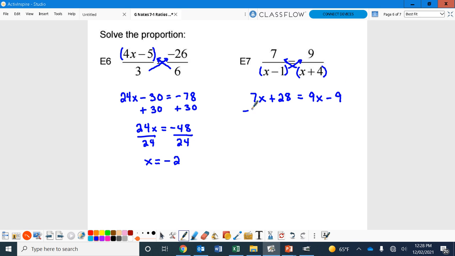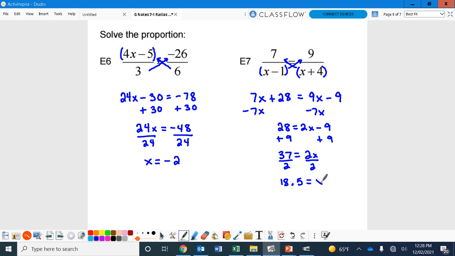From there, we're going to solve it. Minus 7x, minus 7x. 28 is equal to 2x minus 9. Add 9, add 9. 37 equals 2x. Oh, it's not a whole number. It's a decimal, isn't it? Yeah, 18.5. 18.5, thank you.